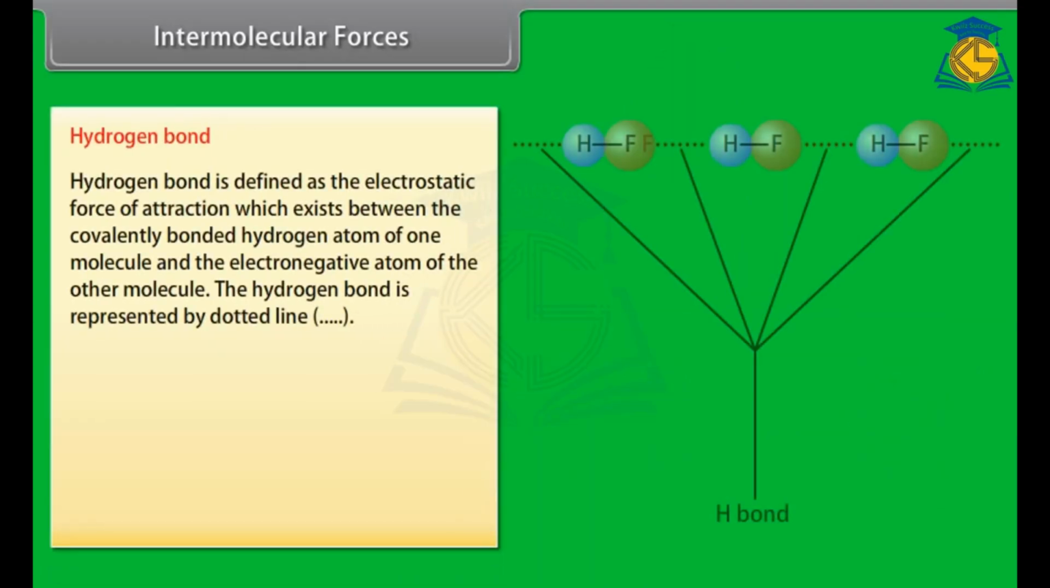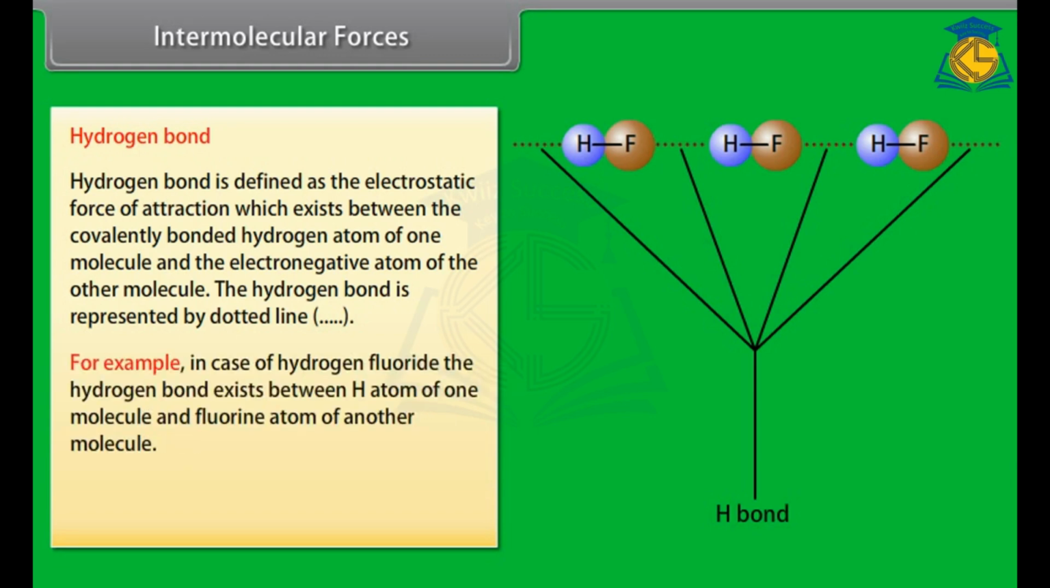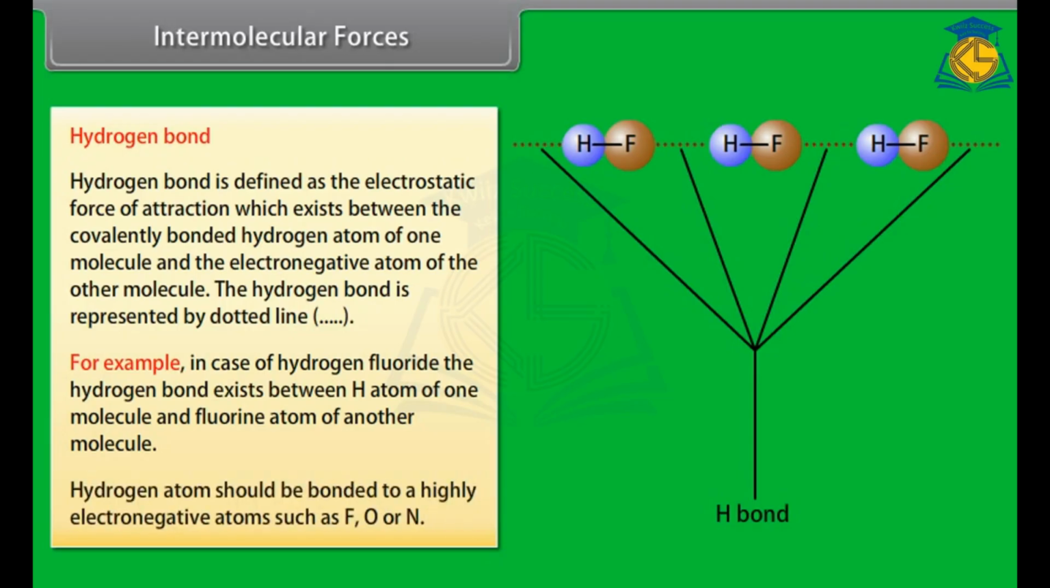Hydrogen bond. Hydrogen bond is defined as the electrostatic force of attraction which exists between the covalently bonded hydrogen atom of one molecule and the electronegative atom of the other molecule. The hydrogen bond is represented by a dotted line. For example, in the case of hydrogen fluoride, the hydrogen bond exists between the H atom of one molecule and the fluorine atom of another molecule. Hydrogen atom should be bonded to highly electronegative atoms such as fluorine, oxygen or nitrogen. Larger the electronegativity of the other atom, greater is the strength of the hydrogen bond.